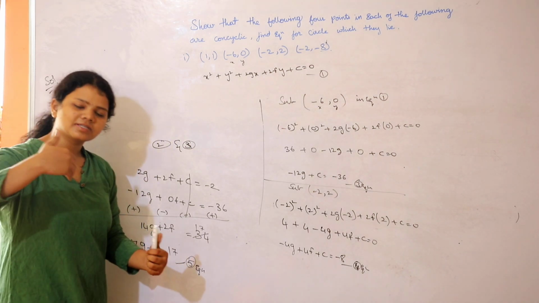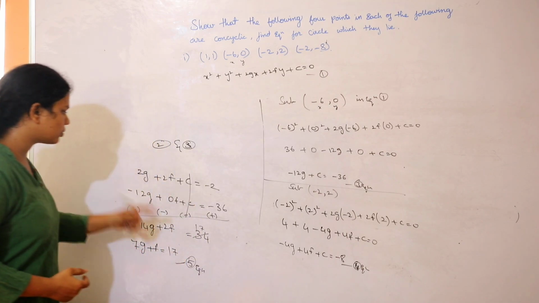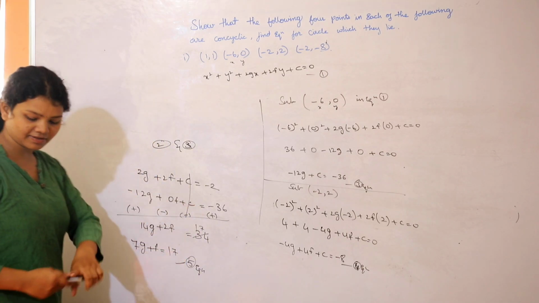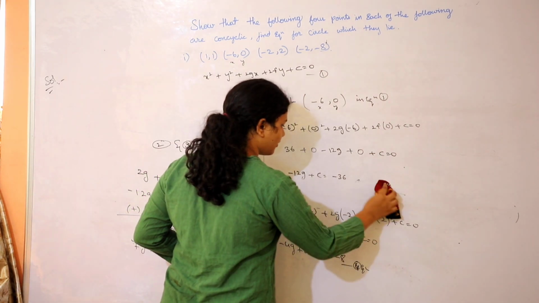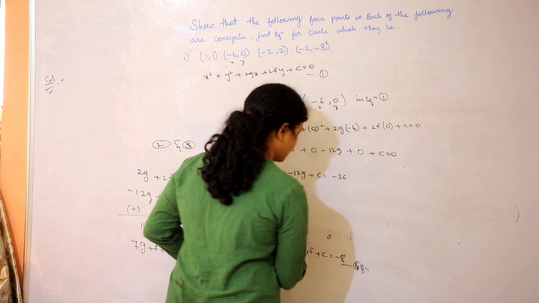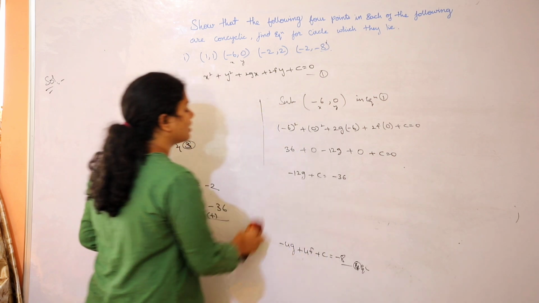Why am I doing it like this? You will get to know, because I need to know. I want the G, F and C values. Same, guys, the last outcome is that I need the G, F and C values. So let me just solve. So here we are done with this.